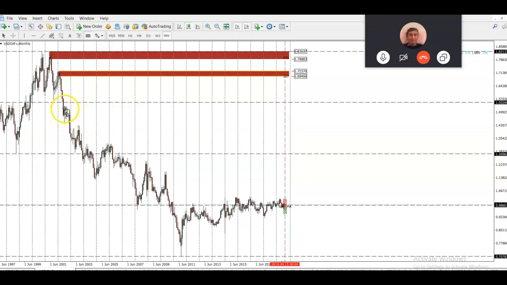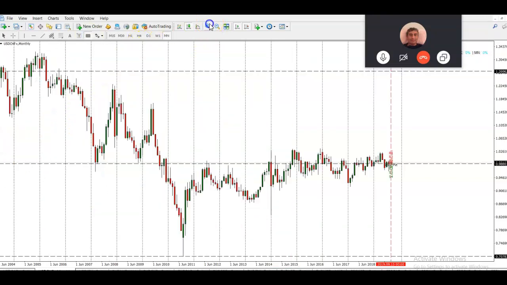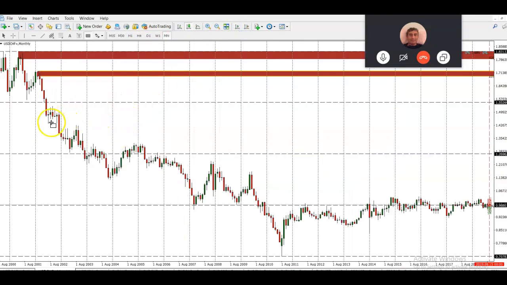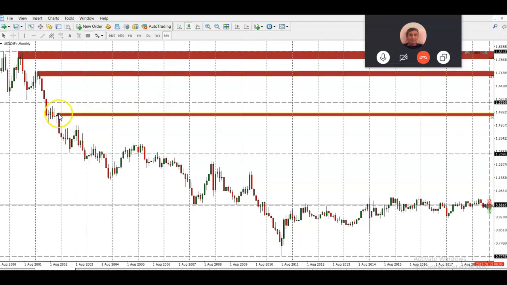Okay, so the next zone's here. See, we've got a pause in the market here. It's the smaller zone. We'll just zoom in. Okay, you can see the smaller zone here. This was the actual zone here that caused the low. Really, really small tight zone that I'm looking at there.